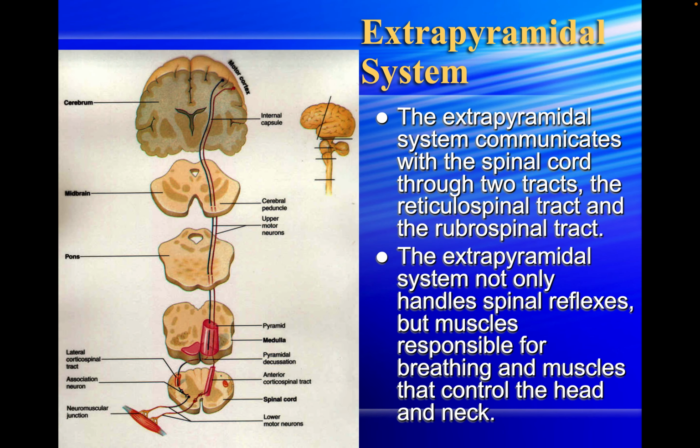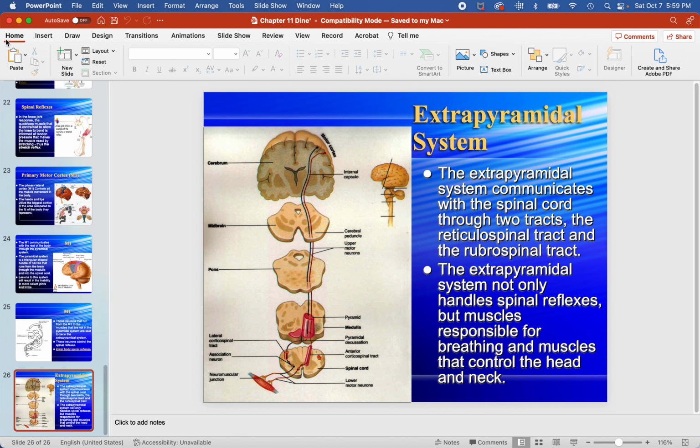The extrapyramidal system communicates with the spinal cord through 2 tracts, the reticulospinal tract and the rubrospinal tract. The extrapyramidal system not only handles spinal reflexes, but muscles responsible for breathing and muscles that control the head and neck.